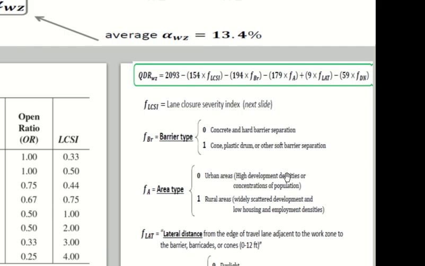Then we have the factor for area type. Area is divided into two categories, urban and rural. If your highway is in the urban area, the factor is 0. In the rural area, it becomes 1.